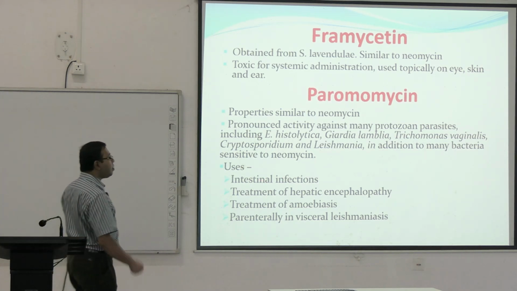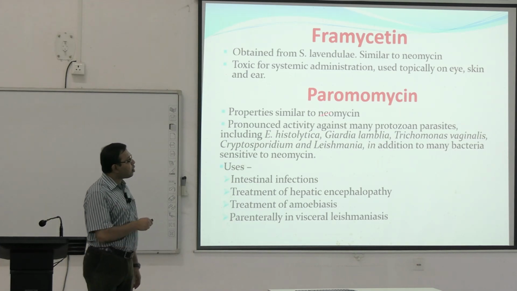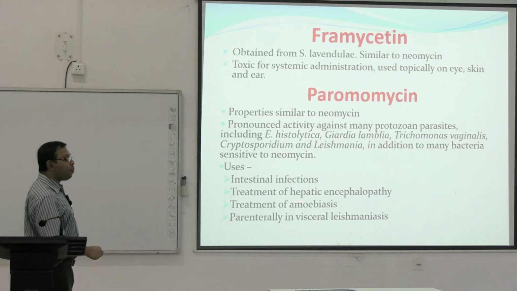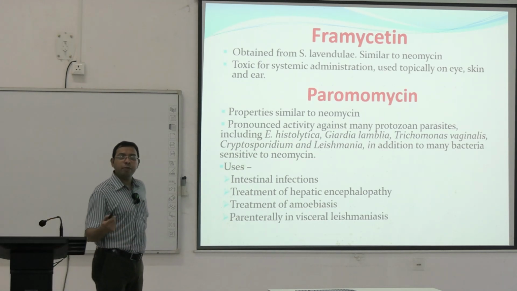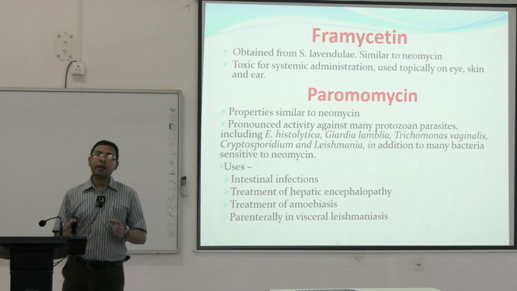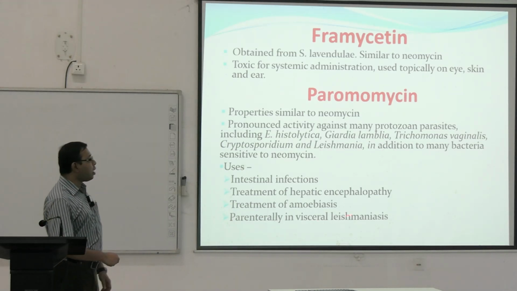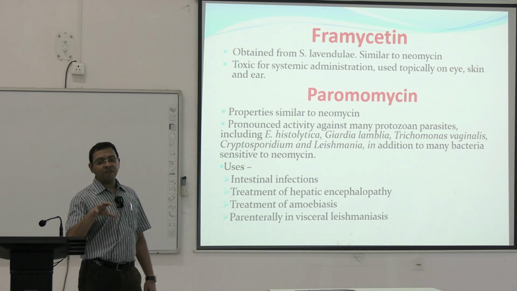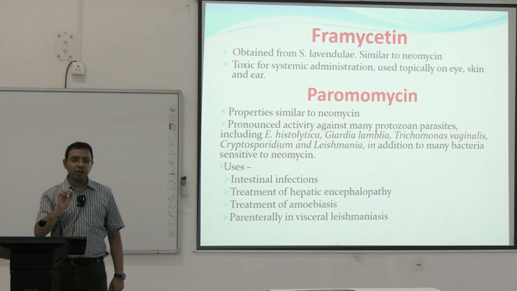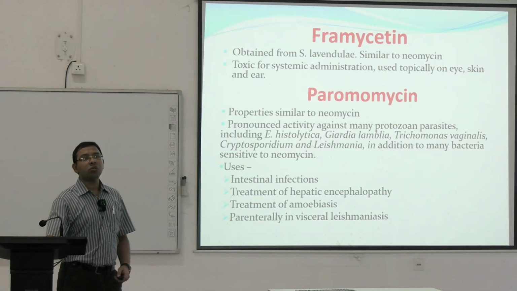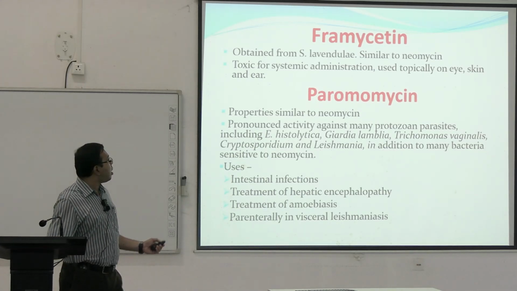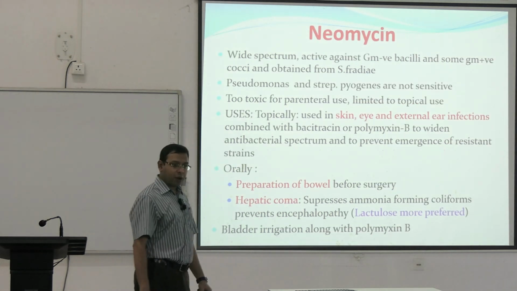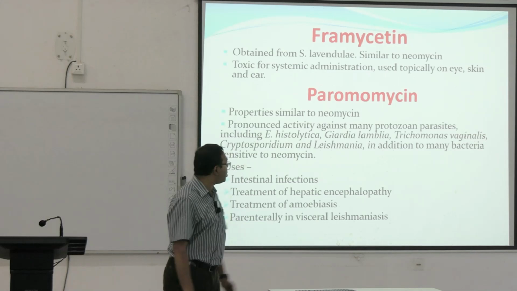Mainly it is used in intestinal infections. Paromomycin is similar to neomycin, so it can be used in hepatic encephalopathy. In treatment of amoebiasis, when you read about amoebiasis, you will see that paromomycin is used as an amoebicidal agent. And parenterally in visceral leishmaniasis, meaning when the kala-azar becomes active and affects different visceral organs. In these cases we can also use paromomycin. So paromomycin and neomycin are somewhat different from the other aminoglycoside antibiotics. Remember this.